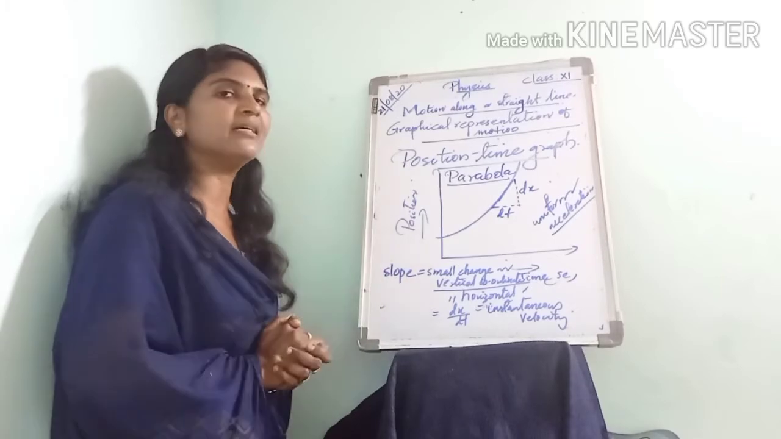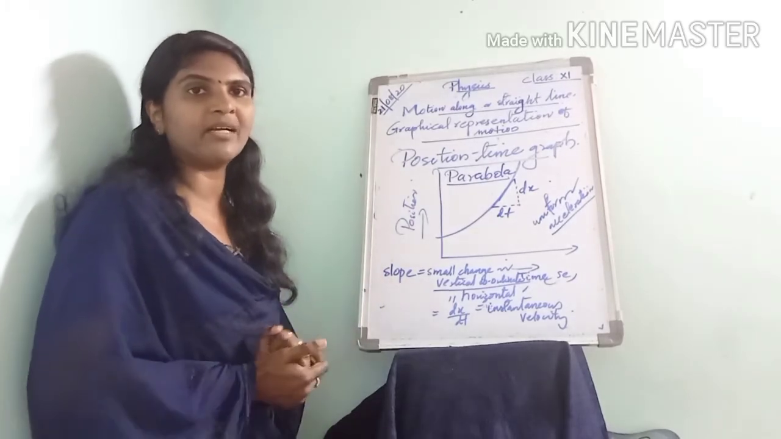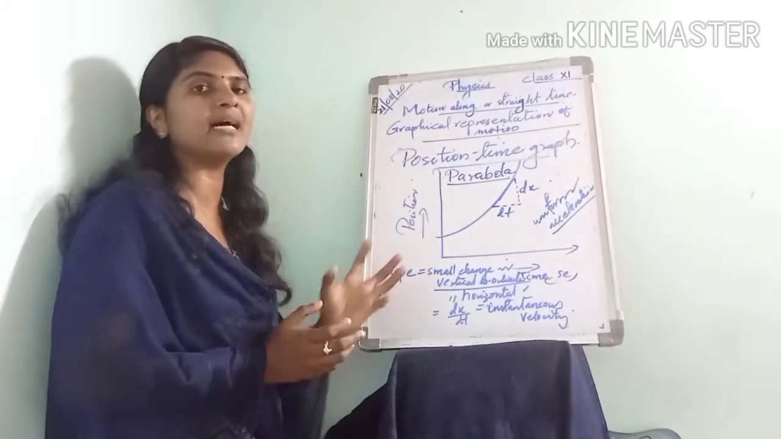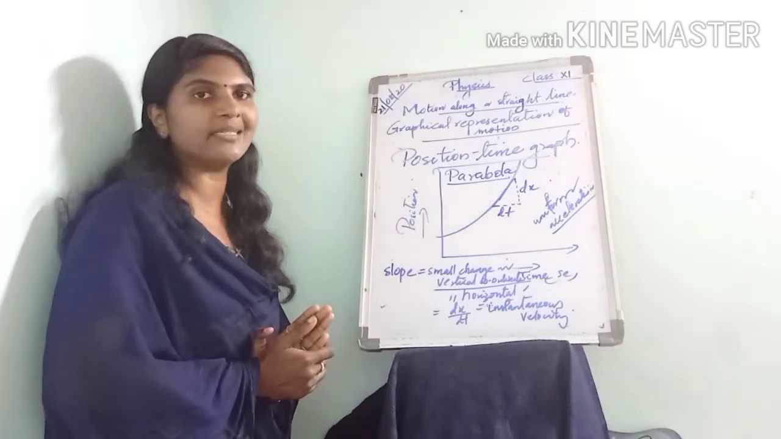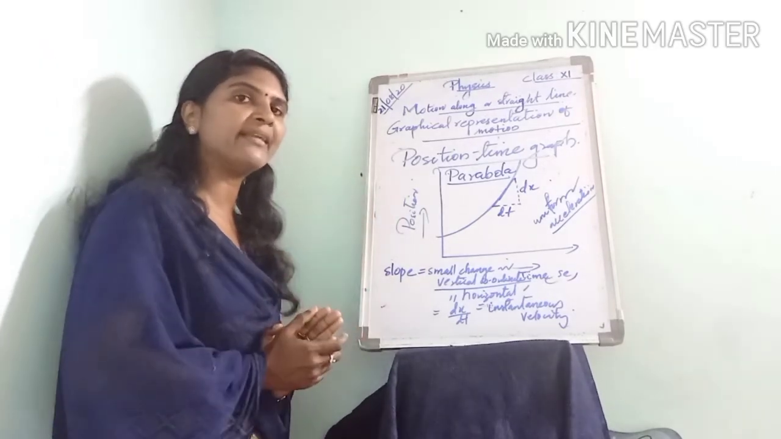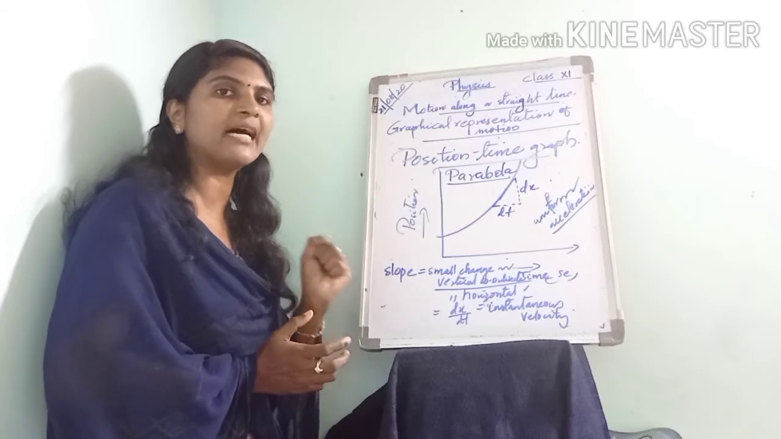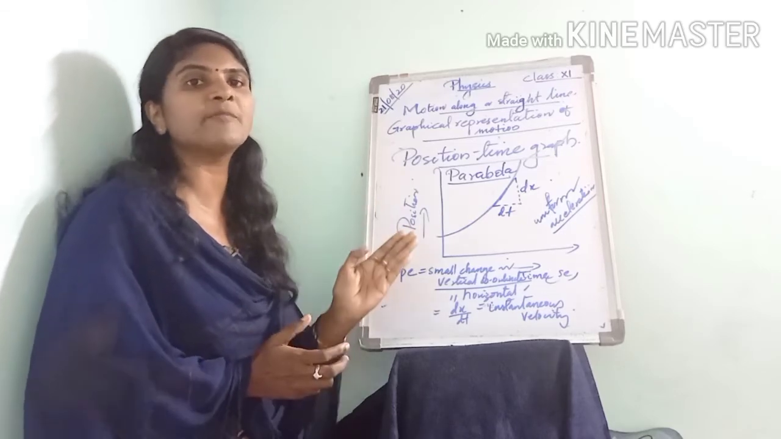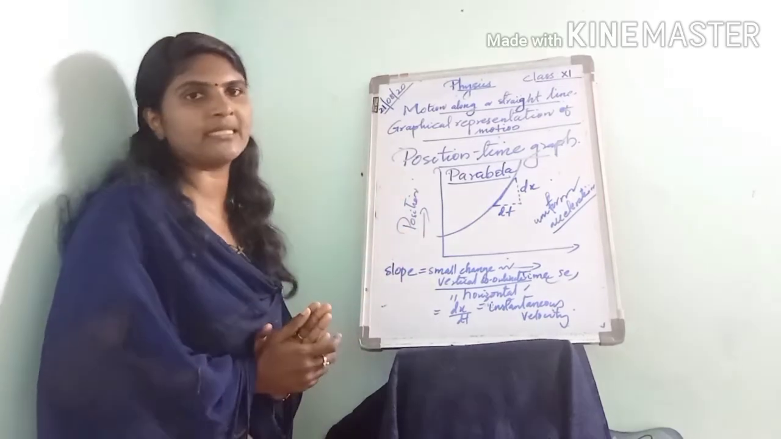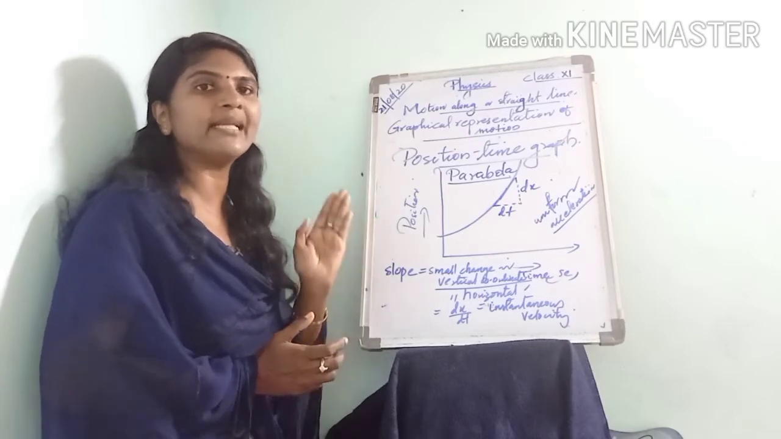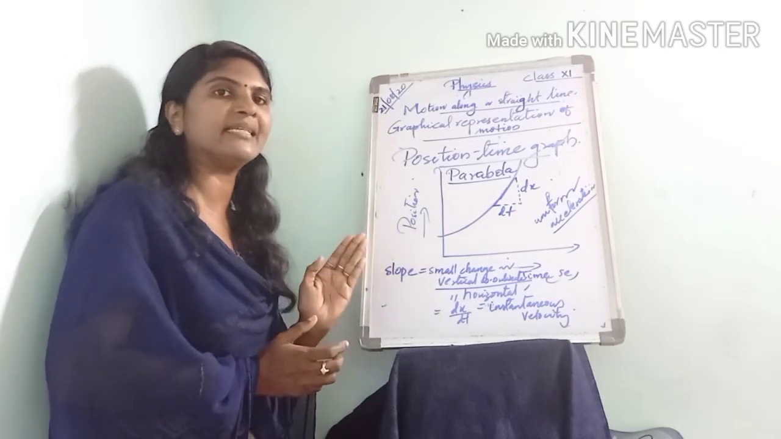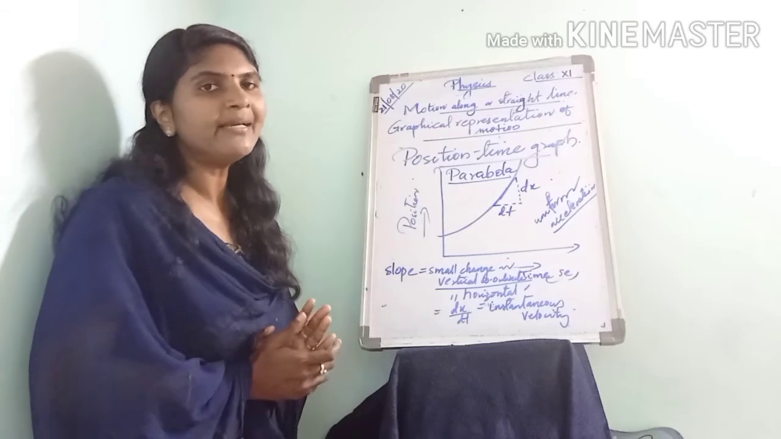First, we have learned about instantaneous speed. What is instantaneous speed? It is the speed of an object at a particular instant of time. How can we calculate it? It is the limiting value of average speed when delta t approaches 0. So the instantaneous speed is equal to the limit as delta t tends to 0 of delta x by delta t, which is equal to dx by dt.